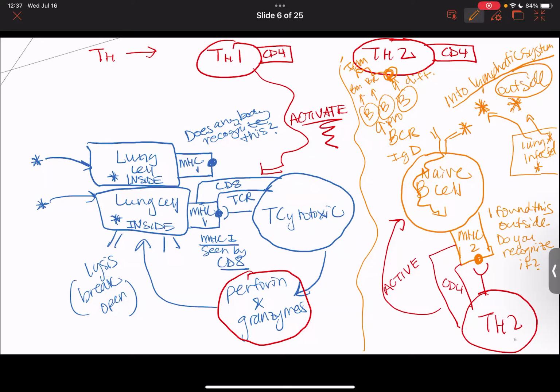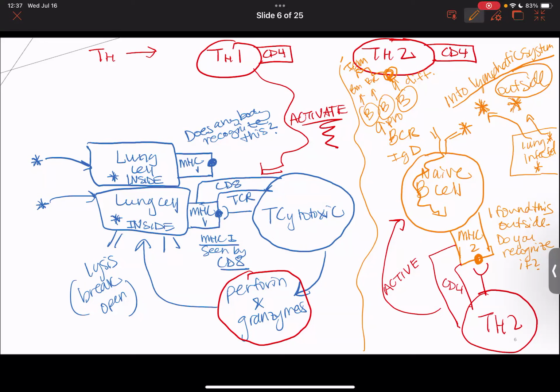Does this kind of make sense? Okay. So this is the idea of how this will all work and play out. And this is all happening kind of simultaneously, right? As soon as we get that T cell activated, then all those T cells can go interact with the cytotoxic, and some of them are going and interacting with the B cells.